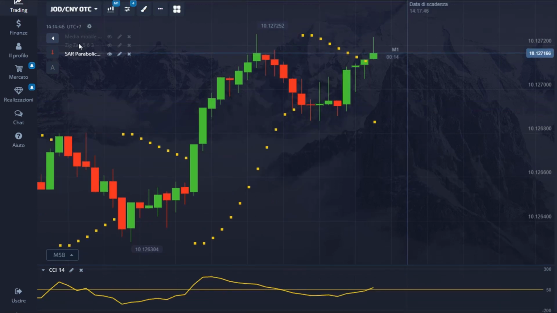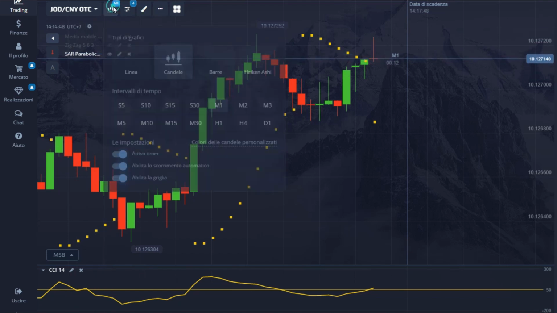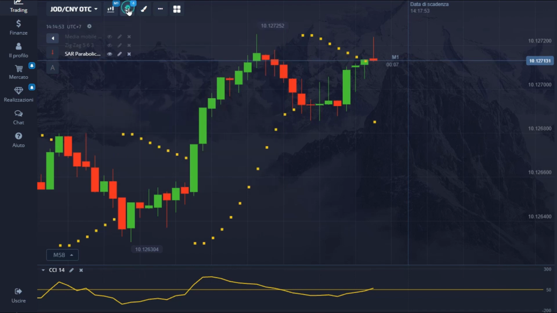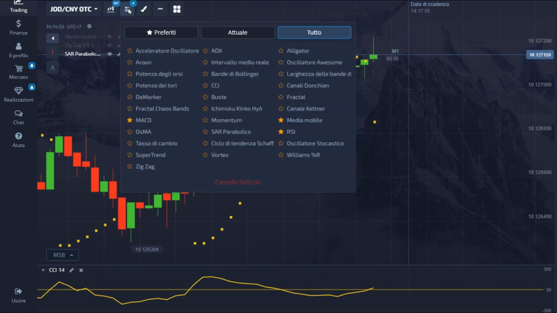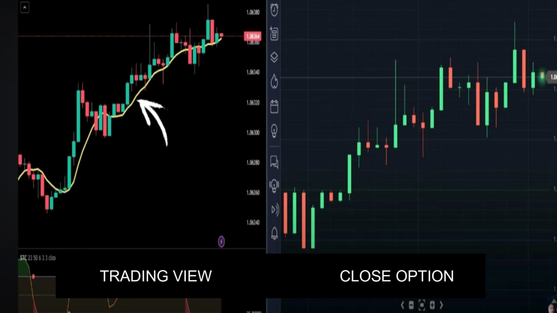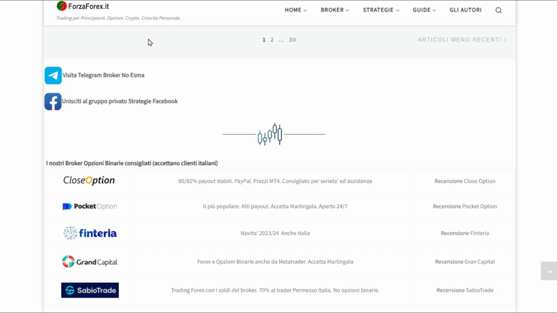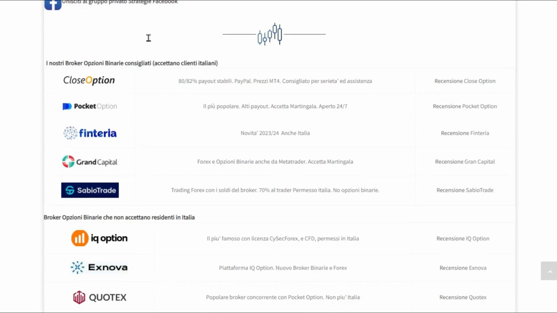Our tests were carried out on a Pocket Option graph with 1-minute candles and 3 candles expiry, in our case 3 minutes. Alternatively, you can use Close Option alongside a TradingView graph for indicators. Of course, you can use any other favorite broker.